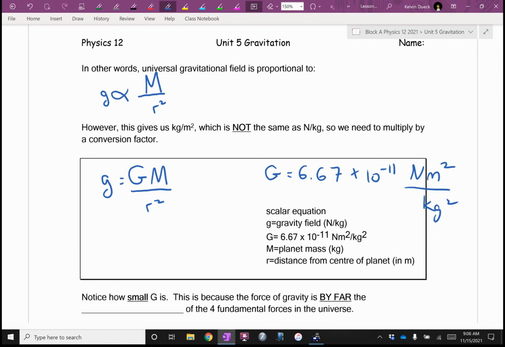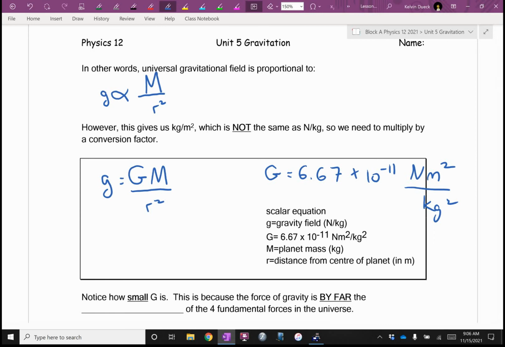Very small. Newton couldn't figure it out. He said, I know it's got to be there, but what he did is he set up all of his equations so that the big G's canceled. It took actually quite some time. A scientist named Cavendish came and figured it out. So, I mean, that's 0.00000000006667.